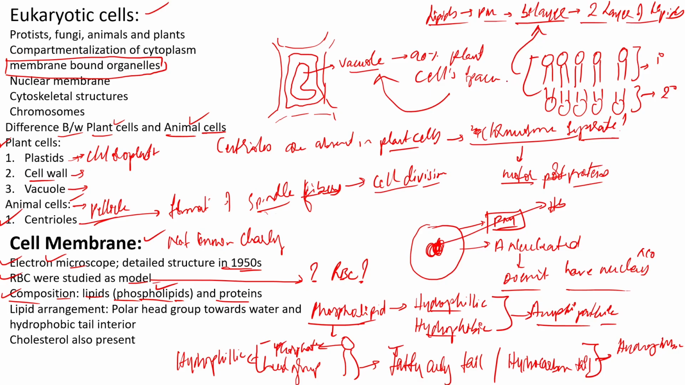Both these two layers together are the lipid bilayer. Here we have mentioned that the lipid arrangement is a bilayer, that is, the polar head group is towards the water and the hydrophobic tail is interior. You can see over here that the head group is exposed to water, whereas the tail groups are interior. They are not exposed to water, they are buried inside.